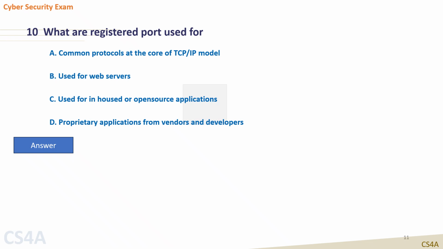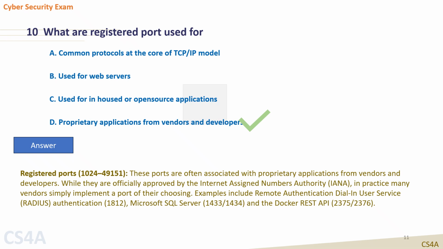So here the question is what are registered ports used for? Okay, the options are: common protocol at the core of the TCP model used for web servers, used for in-house or open source application, proprietary applications from vendors and developers. So registered ports are used for proprietary applications from vendors and developers. So option D is the correct one.